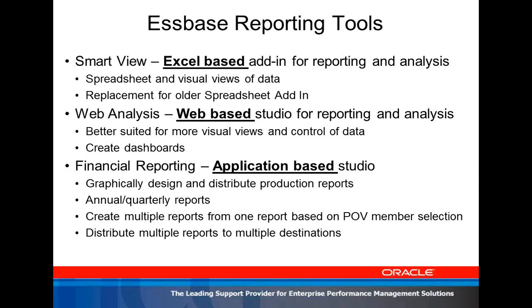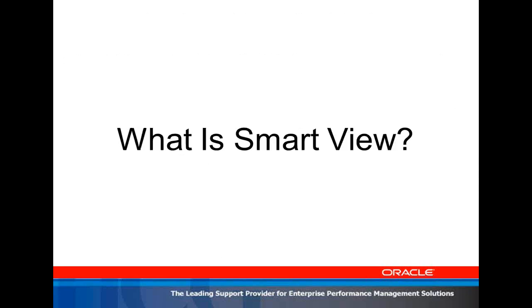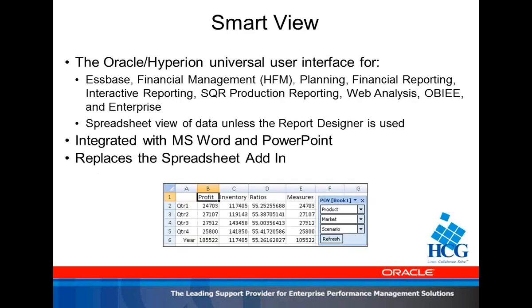And what's handy with financial reporting and its associated integration with what is called Workspace is that you can create multiple reports from one financial report based upon, once you're in Workspace, selecting multiple POV numbers from that one report, and then all of a sudden you have multiple reports from that one report. And do you want to distribute multiple reports to multiple destinations? Again, via Workspace, you can do that with financial reporting reports. But let's go through each one individually. What is SmartView?